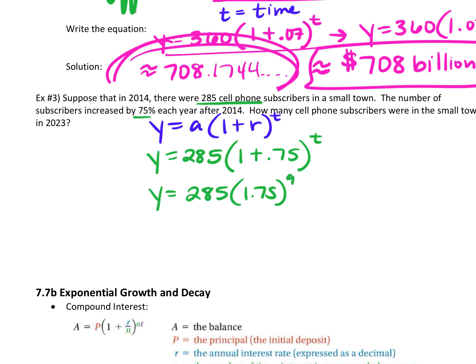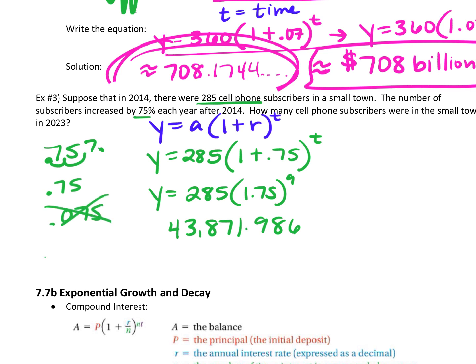1.75 to the 9th power. Plug that into your calculator. You should be getting this. If you got the 4,000 instead of the 40,000, your decimal point moved to the wrong place. Be really careful when you turn 75% into a decimal. 1, 2 goes right there. 0.75, not this. Not this.